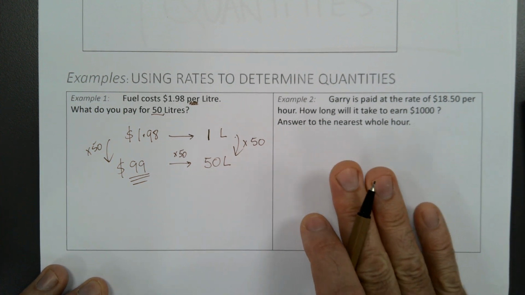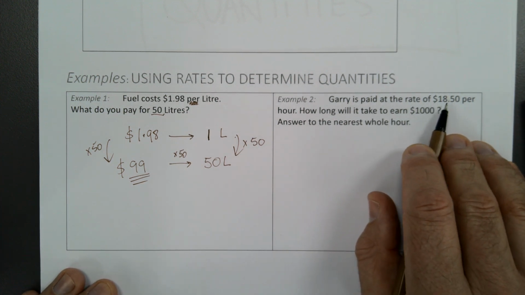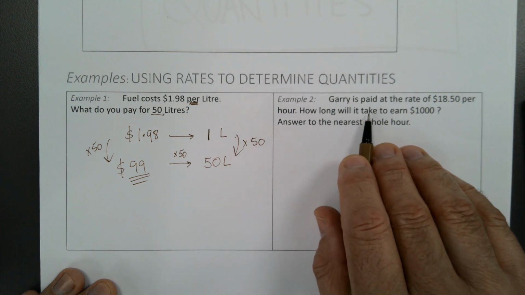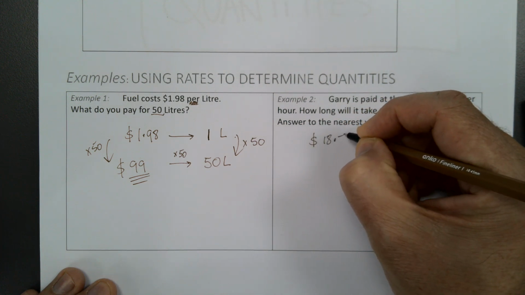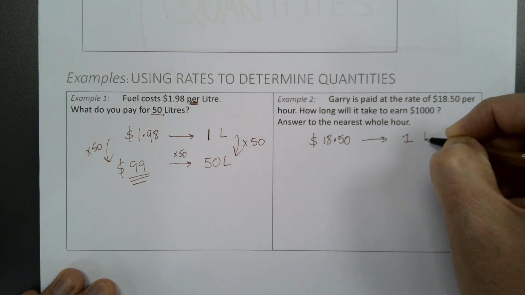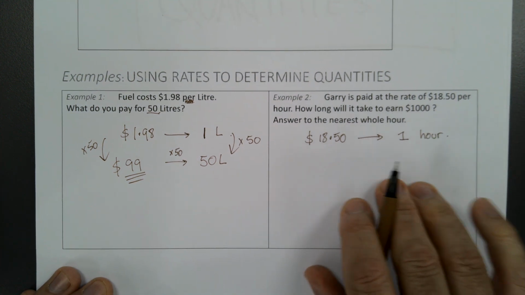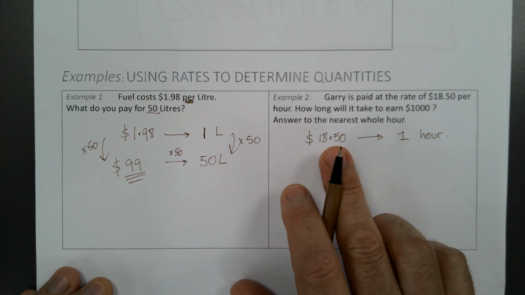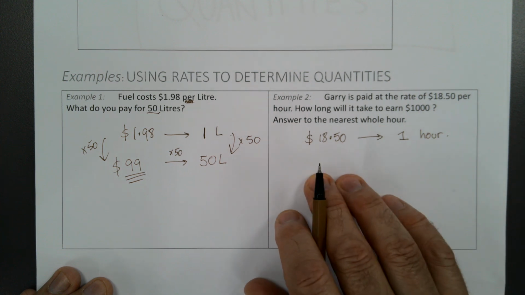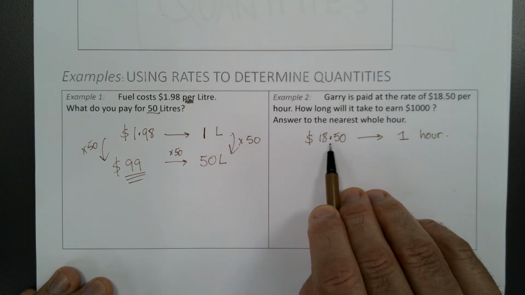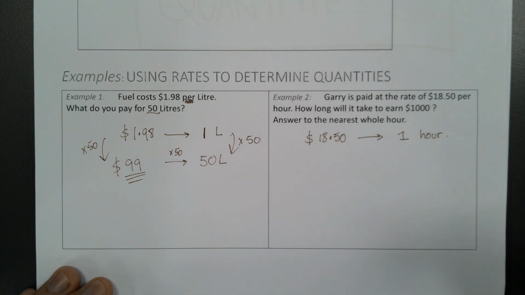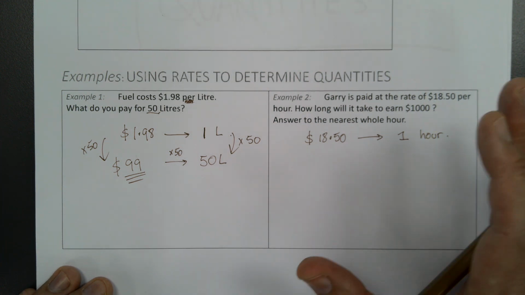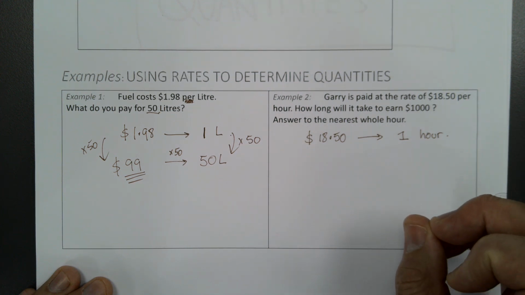Because it can get a little more squirrely, like over here. Gary is paid at the rate of $18.50 per hour. How long will it take to earn $1,000? All right, so this is what we've got. $18.50 applies to just 1 hour. That's what the rate says. I don't want to know about $18.50. I want to know about $1,000. I want to turn this into 1,000. Now if you can see that you just go 1,000 divided by $18.50 and that's how long it takes, cool, that's fine. But I'm showing you a way that will help you think it through.